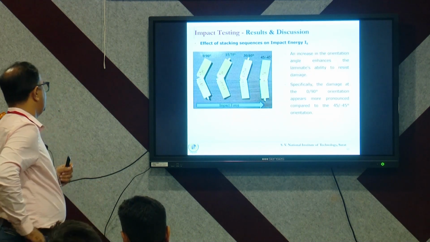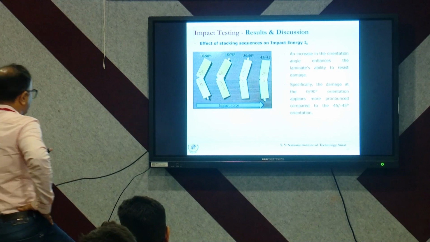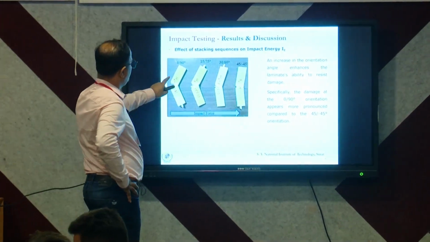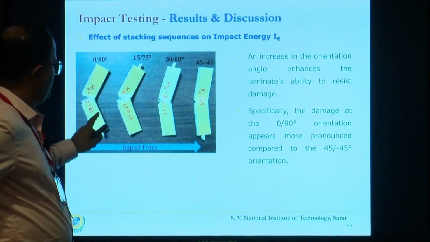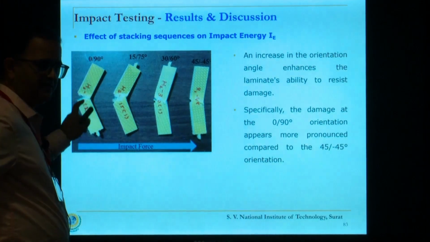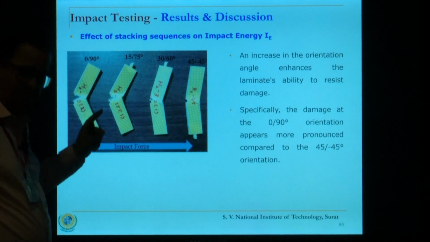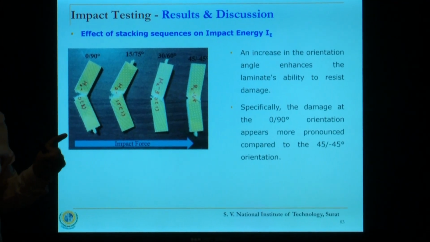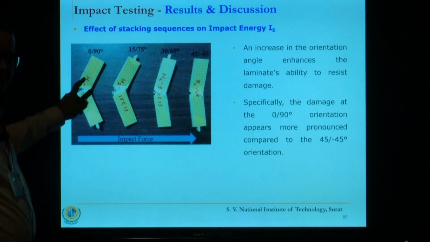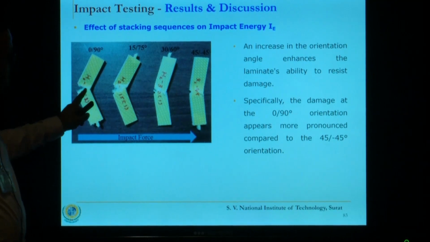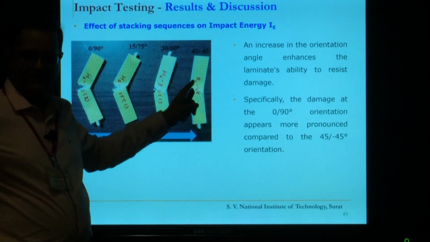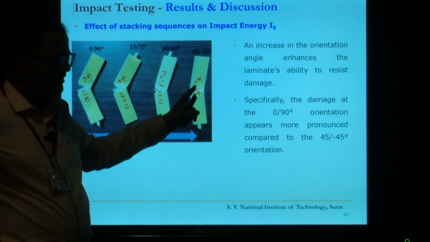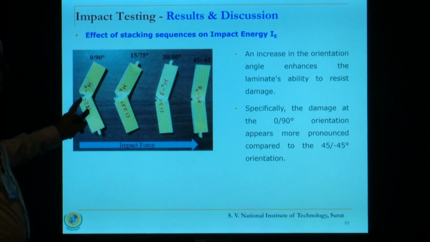See, these are different orientations: 0-90, 45. So this would show that here this had lesser resistance to impact. When I say impact energy, I mean that here the resistance to impact is less, and here the resistance to impact is more. So it got lesser of the effect on its breakage. Why so?